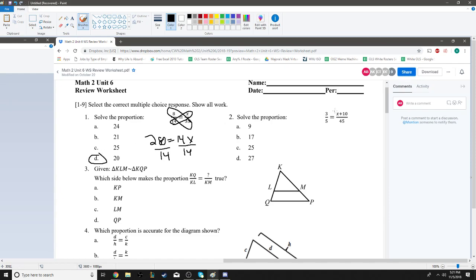Number 2, solve the proportion. There's more than one term in this fraction, so we're going to put parentheses around it. So 5 goes to that. This is 5 times x plus 10 is equal to 3 times 45. That's 135. Divide both sides by 5.